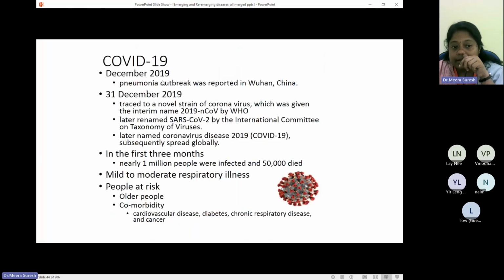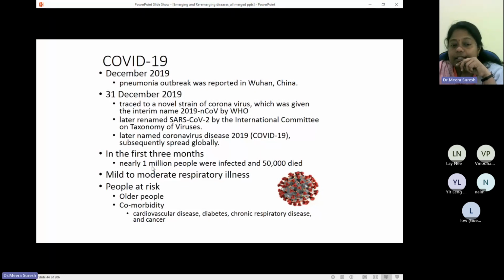Now going towards COVID-19, which happened in December 2019, an outbreak in Wuhan, China. And these are the different terminologies that were given. You might already know that. It was traced as a novel strain of coronavirus, and WHO initially gave the name 2019-nCoV, where CoV is coronavirus and n is novel. Later, it was named SARS-CoV-2 by the International Committee on Taxonomy of Viruses. But when it became a pandemic, it was renamed COVID-19.